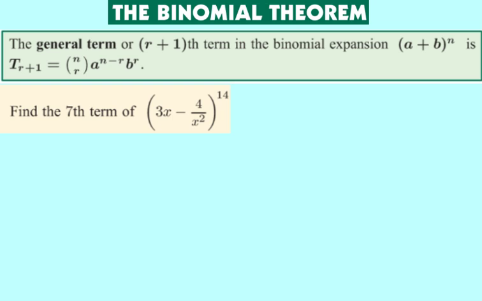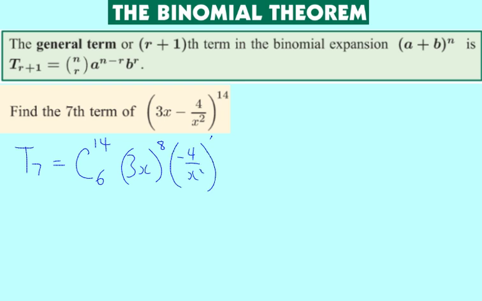Second example, I'm going to find the seventh term in this expansion. So term number 7 would equal the combination C(14,6), since this base number here is 1 less than our term number. Multiply this by 3x to the power of 14 take 6, which is 8, and multiply by negative 4 on x squared to the power of 6. Another thing to look out for is that these two powers should always add up to make the maximum power of this expansion, 14.